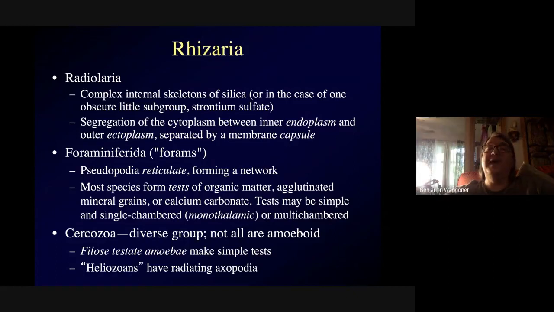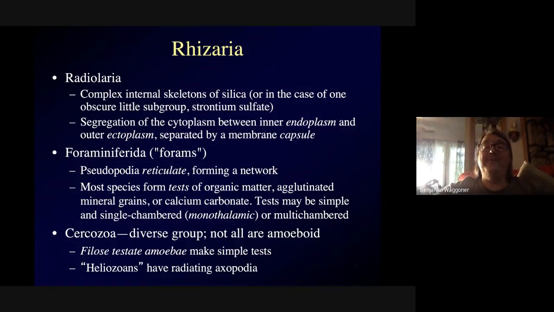Radiolaria, or as they're just commonly called, rads, have internal skeletons made of silica, aside from one little group that just has to be different and makes them out of strontium sulfate, of all things. And these internal skeletons form on a membrane structure called a capsule that separates the cytoplasm into an inner and outer part, endoplasm and ectoplasm. And I'll show you this in just a second.